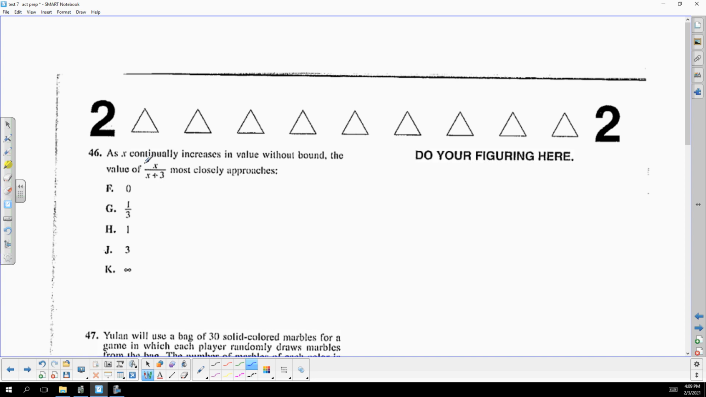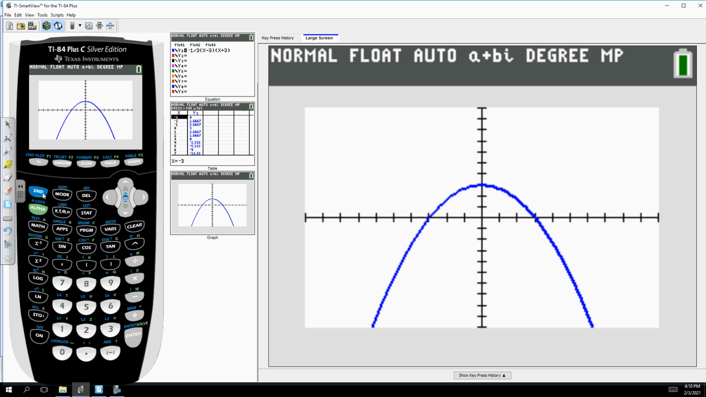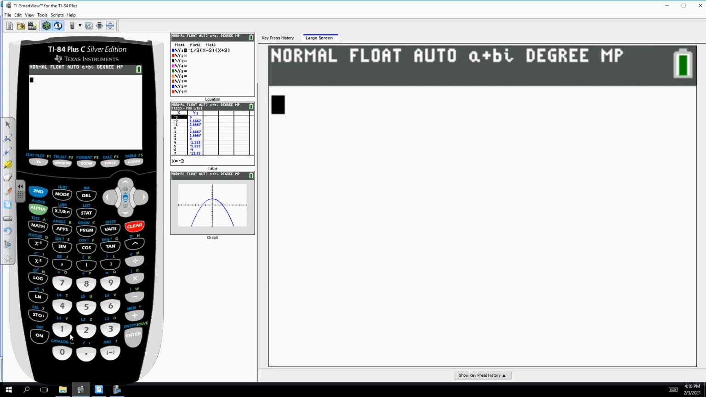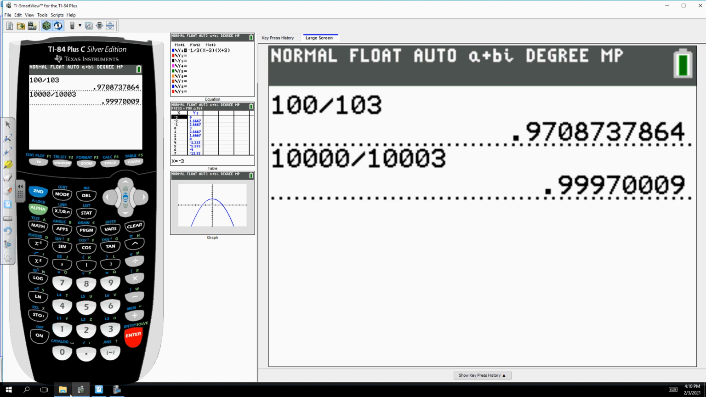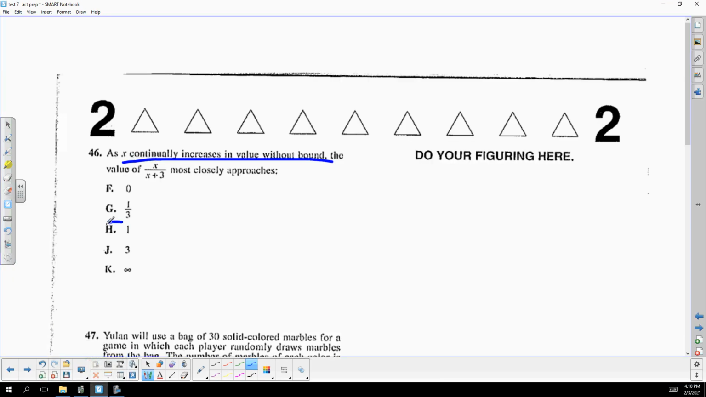What is this approach? As x continuously increases, hey, just make x 100. If x is 100, wouldn't this be 100 over 103? Let's see what that's getting close to. 0.97. Well, what if it's 10,000? 0.99. Ain't it getting close to 1?